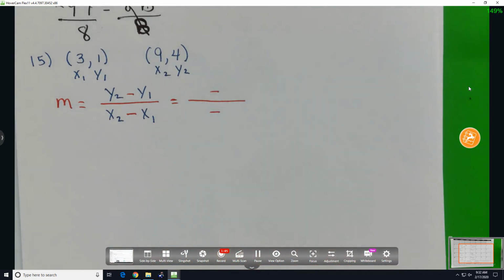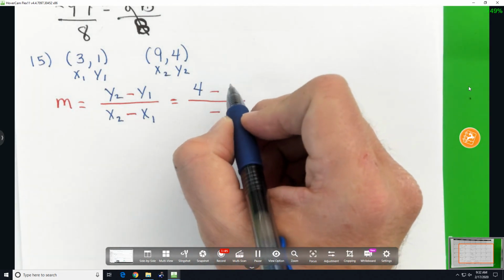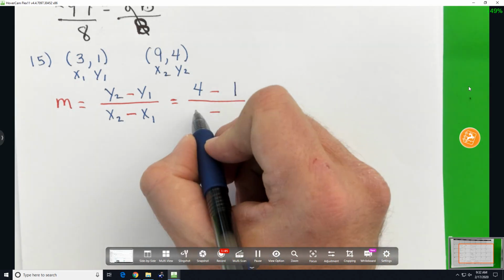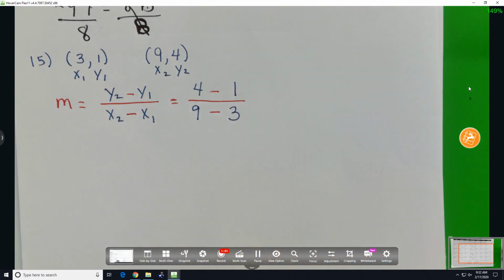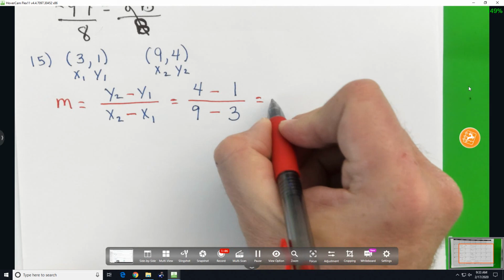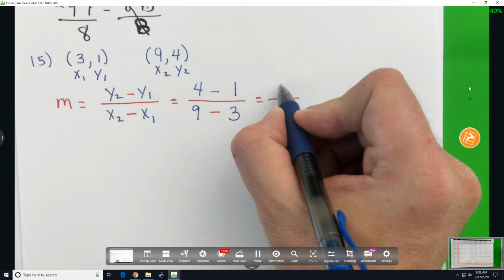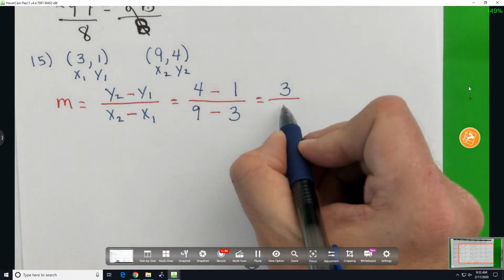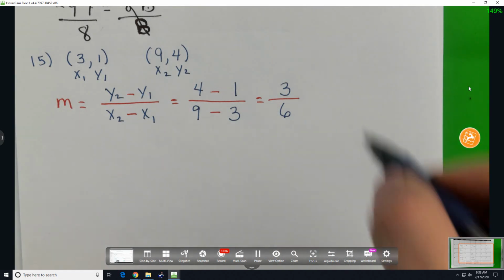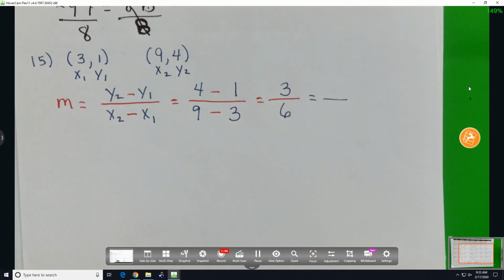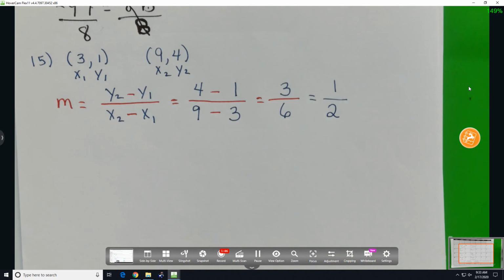So plugging in y2 minus, what am I putting in place of y1? What goes down here? 9, 3. Let's see, are we going to get lucky and this not be a fraction, or is this going to be a fraction? Yeah, it's going to be a fraction. 4 minus 1 is 3 and 6. Okay. So, oh wait, 3 over 6, I'm not finished with that, am I? That reduces to what? 1/2. Okay. So m is 1/2.